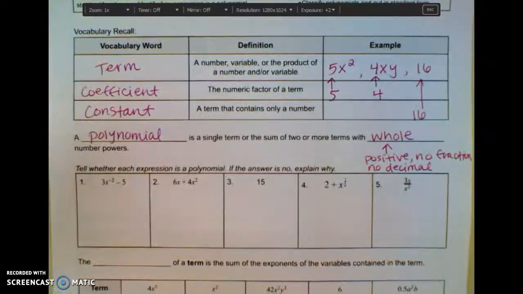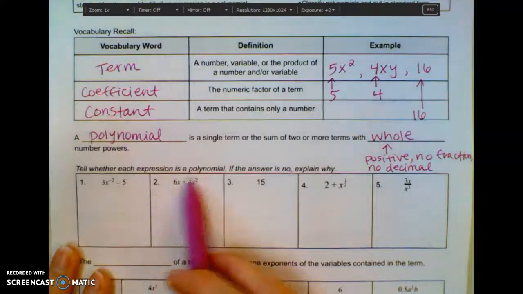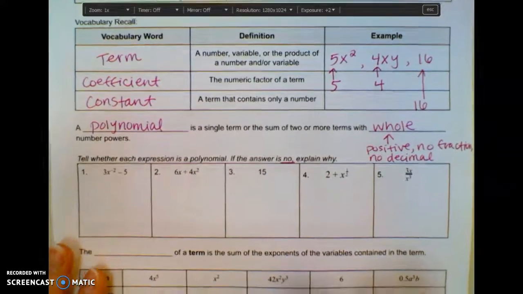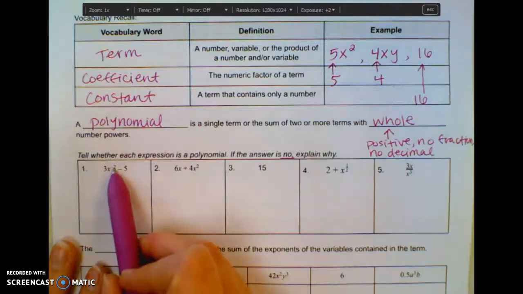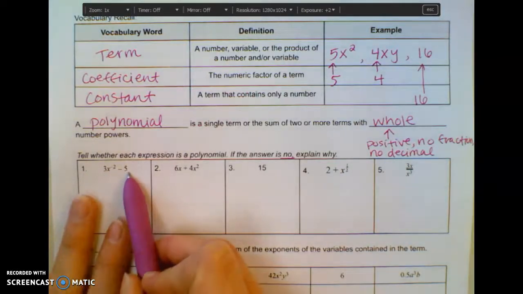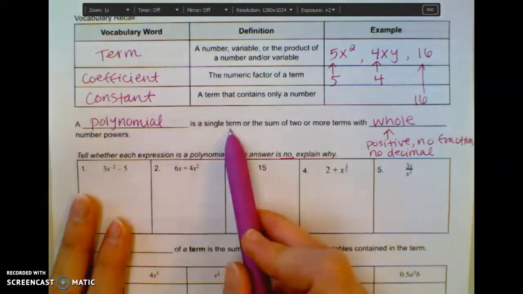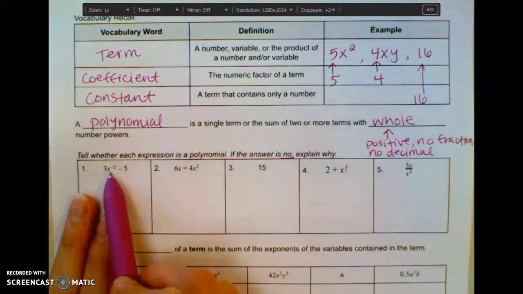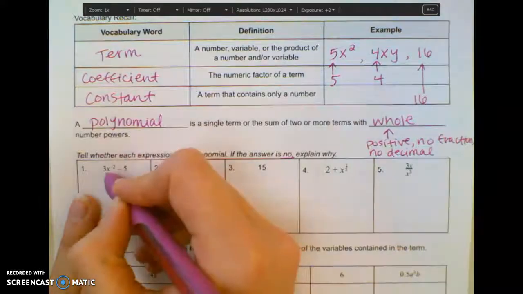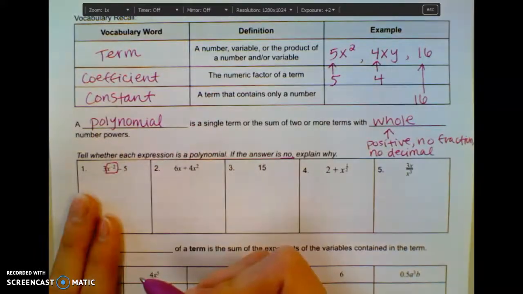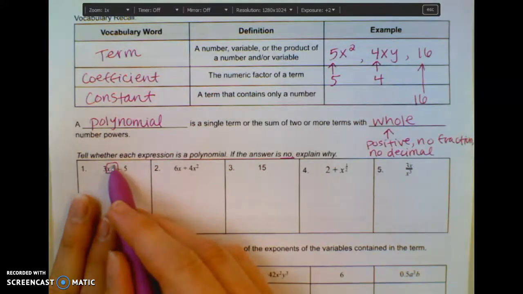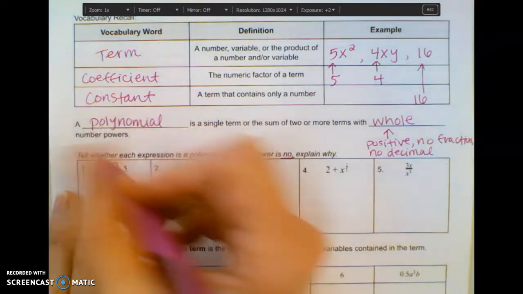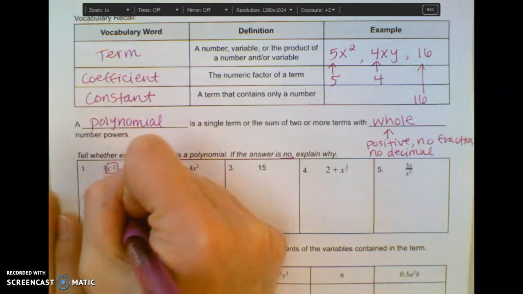So let's look at a couple examples. We want to tell whether each expression is a polynomial. If the answer is no, then we are going to explain why. So number 1, it says 3x to the negative 2 minus 5. Well, what has to be true about a polynomial? It is a single term or the sum of two or more terms with whole number powers. Do these have whole number powers? Well, x to the negative 2 does not. X to the negative 2 is not a whole number because it is not positive. So the answer to this is no, because there's a negative exponent.